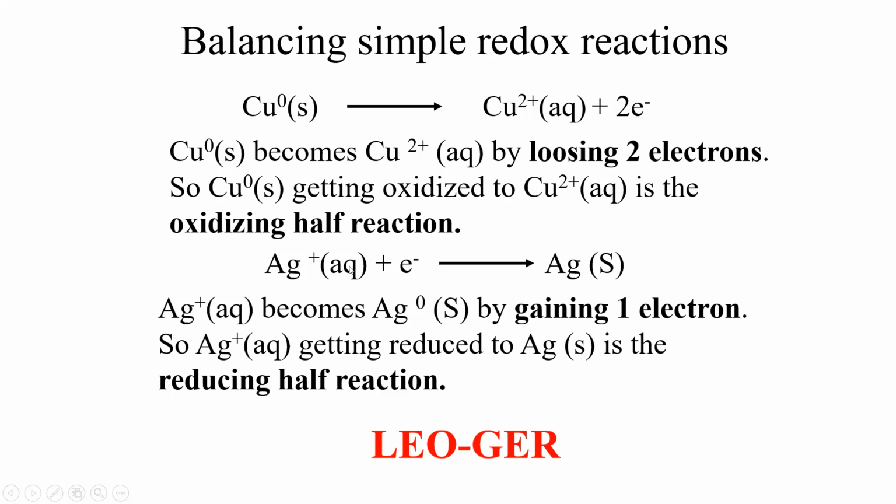And let's look at silver. Silver goes from +1 to 0. It gained an electron. So silver gains an electron, and gain of electron is reduction. So silver ion becomes silver with oxidation state of 0 by gaining 1 electron. So silver ion gets reduced to silver, and this is the reduction half equation, and copper gets oxidized. That is the oxidation half equation.